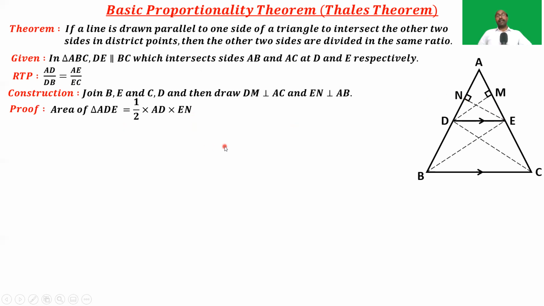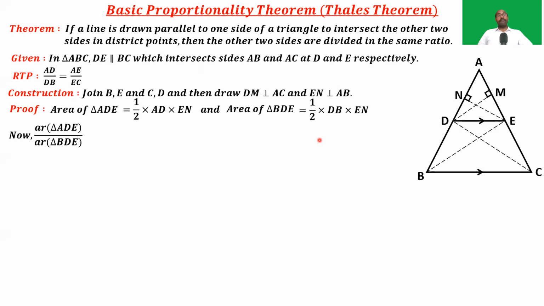And the area of triangle BDE: the base of triangle BDE is BD and the corresponding height is EN. So the area of triangle BDE is half into base DB into height EN. Now take the area of triangle ADE by area of triangle BDE. So substitute the values of area of triangle ADE and area of triangle BDE.